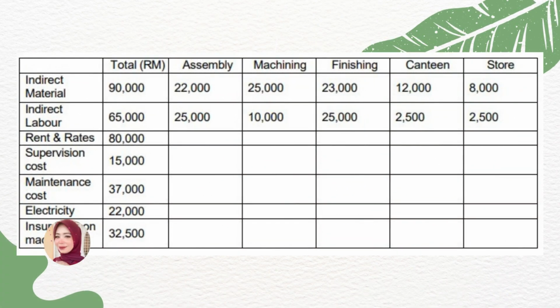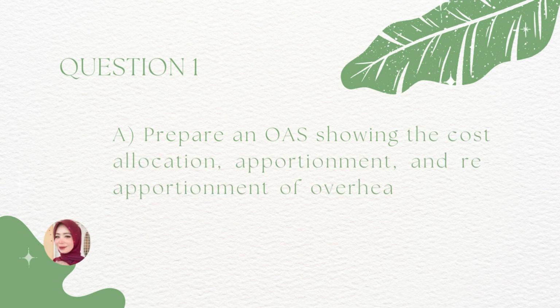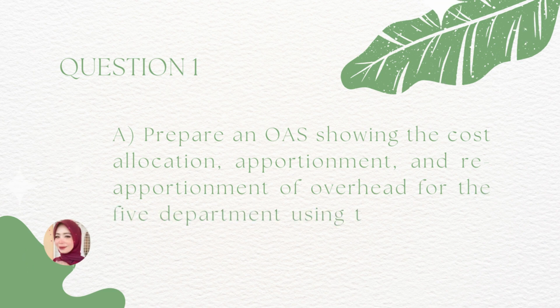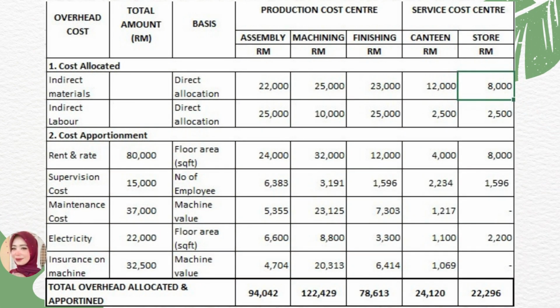The budgeted overhead for the year ended 30 June 2020 is as follows. The task is to prepare an overhead analysis sheet showing the cost allocation, apportionment, and reapportionment of overhead for the 5 departments using the repeated distribution method. To get the total overhead allocation and apportionment, we need to do the cost apportionment first.